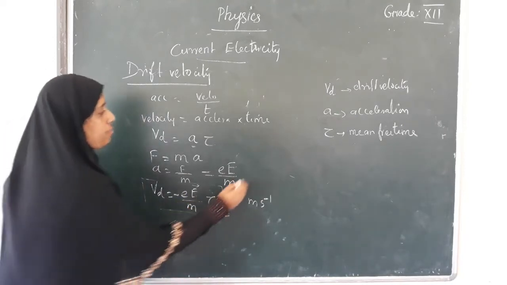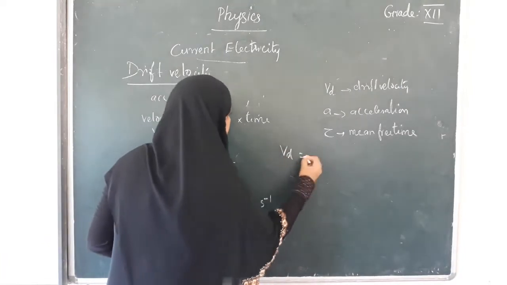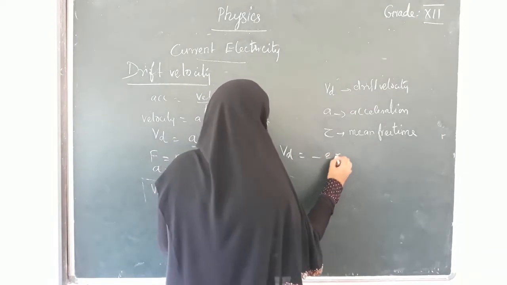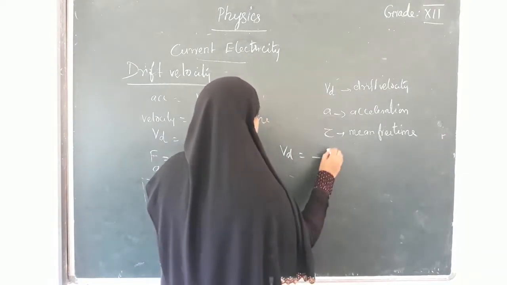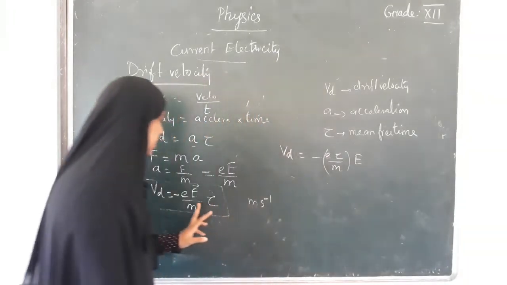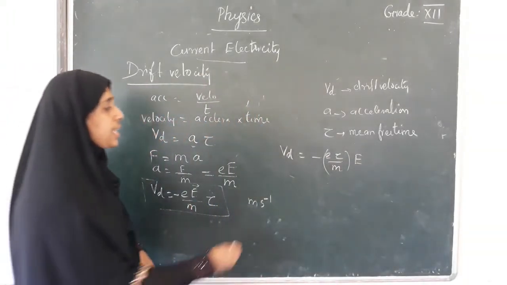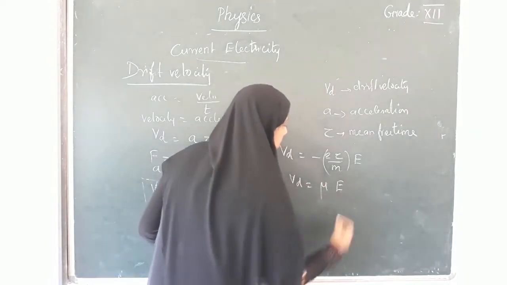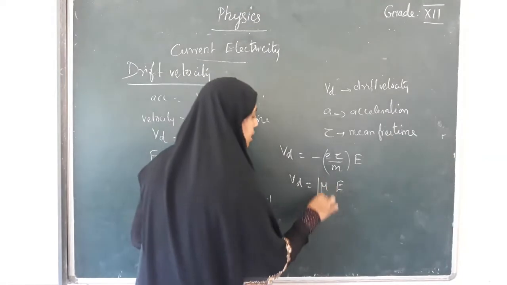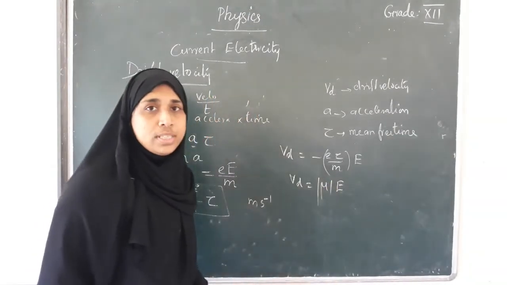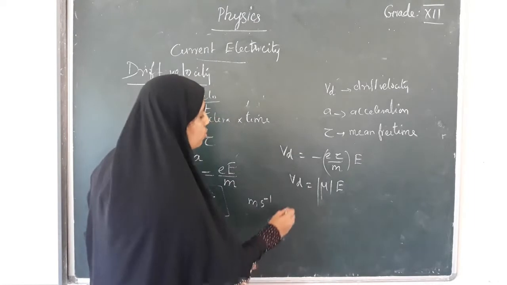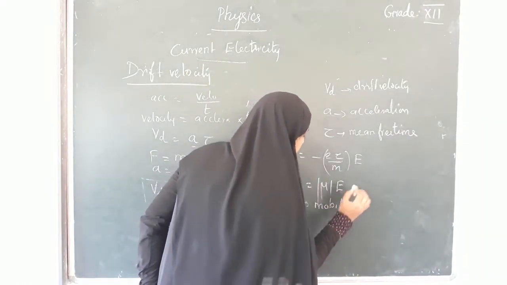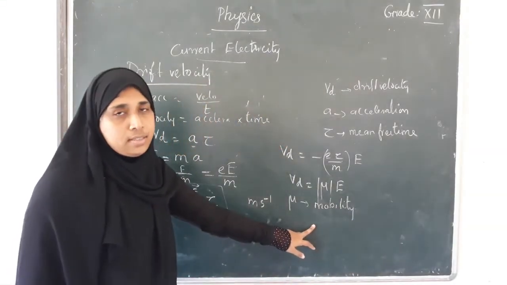This can be rewritten as Vd is equal to minus e tau by m into E. We are rearranging and writing. So this can be written as Vd is equal to mu into E. Taking the magnitude, we can write modulus mu into E. What is meant by mu? Mu is known as mobility.